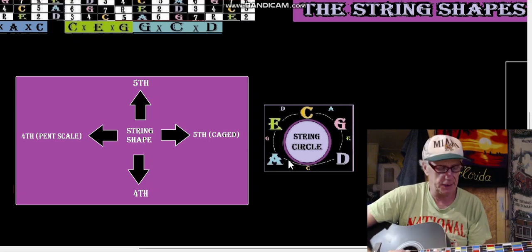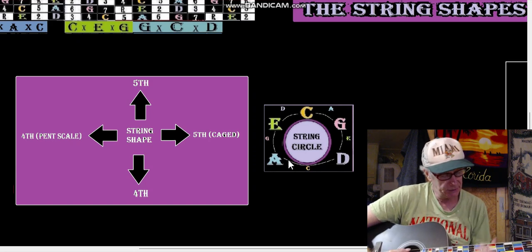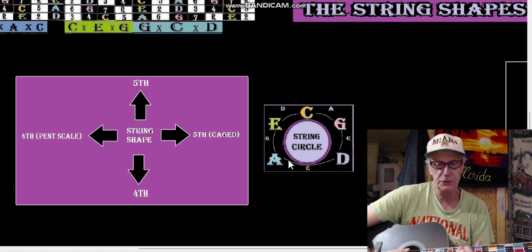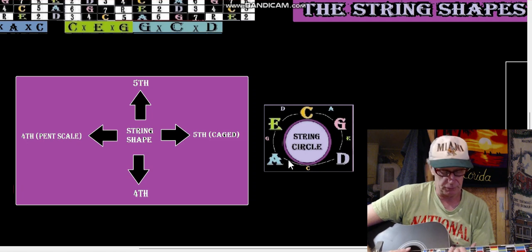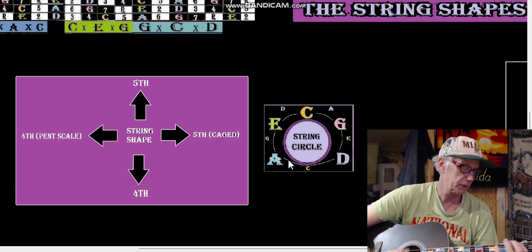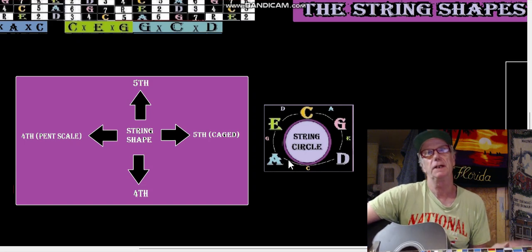What are they? C is 3, 4, 5. A is 5, 6. G is 6, 7 root. E is 7 root 2. They share the 7 root. And C shares the 3, 4 with the D string shape. 2, 3, 4, 3, 4, 5, 5, 6, 6, 7 root, 7 root 2. Those are the string shapes.